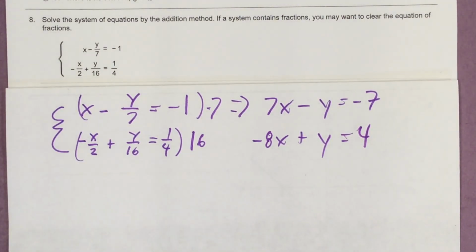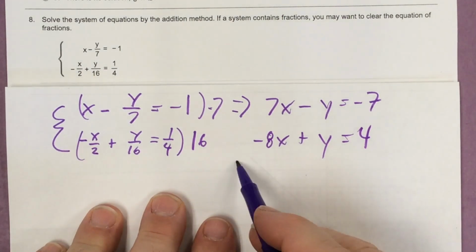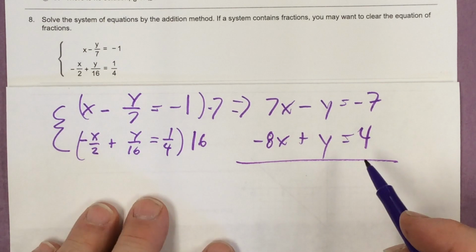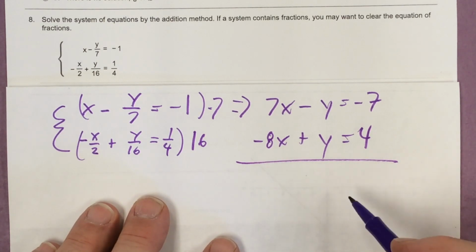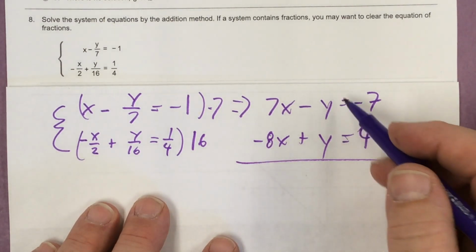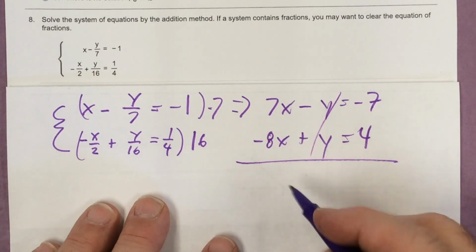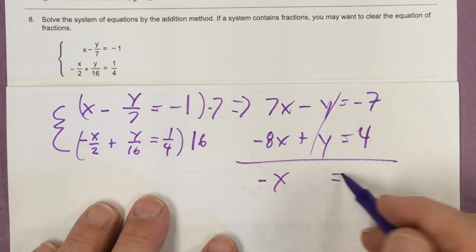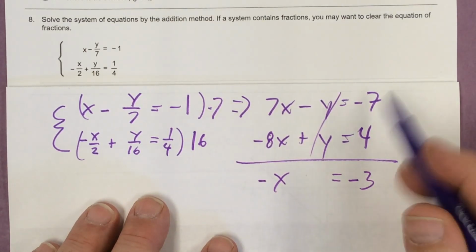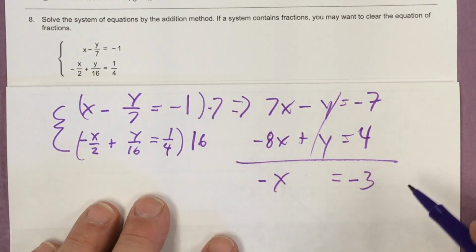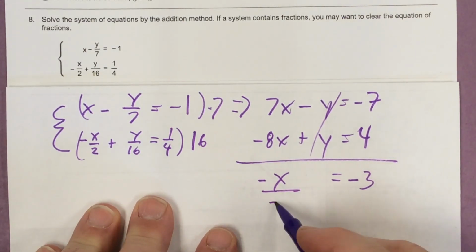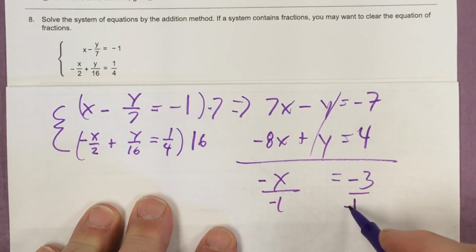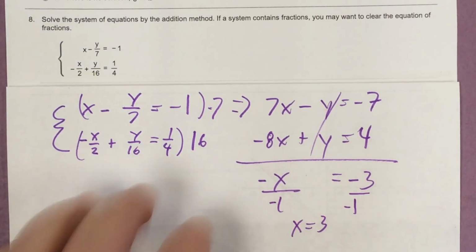And at least here, if you multiply by good numbers, once you get rid of the fractions in this, it turns out that if you add these together, the y's are going to cancel automatically. Not only do the y's cancel and leave no y at all, you get 7 minus 8 giving me negative x equaling negative 3. So if negative x is equal to negative 3, we can divide by negative 1 to get x is equal to 3.